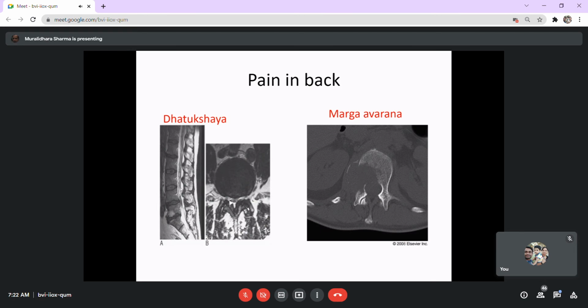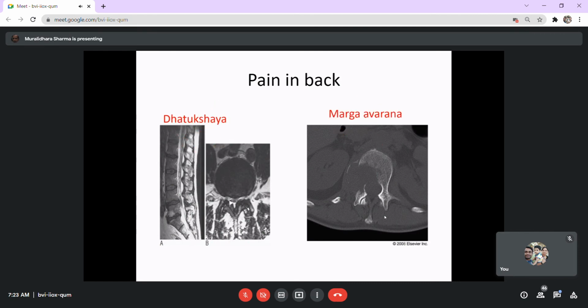Whereas in case of sclerosis, in case of spinal cord sclerosis, we can make out that the spinal cord shows areas of lower density and higher density. In the transverse section image also, you can see the vertebral body and the spinal cord area. In the spinal cord area, you can see areas of high density and low density, suggestive of the tissue loss. So dhatukshaya and margavarana, that principle can be applied and more accurately made out with the CT scans or any of those investigation tools.